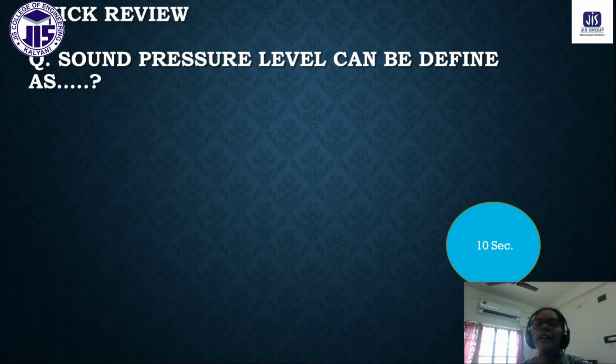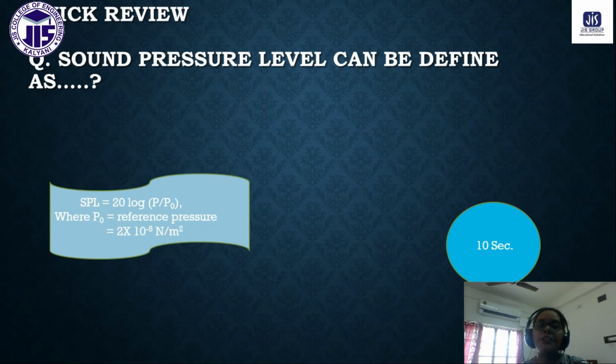Now tell me. I think you have got your answer, and the answer is: sound pressure level, SPL, equals 20 log P by P0. Again, the same thing as the decibel, P by P0. P is the measured pressure of the sound that we are exposed to, and P0 is the reference pressure, that is 2 into 10 to the power minus 5 Newton per meter square. As this is pressure, that means force per unit area, we can write P by P0.